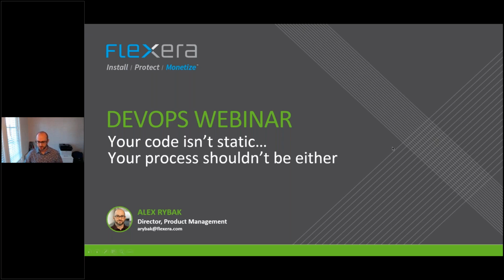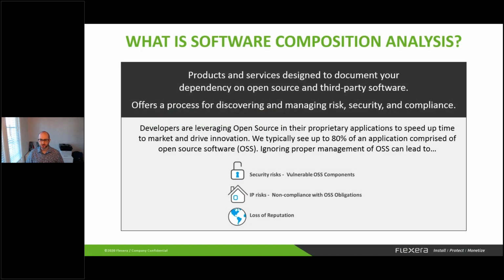So the first thing I wanted to do to get started is make sure that we have a common understanding of how we define software composition analysis. So we talk about this as products and services designed to document your dependency on open source and other third-party software. And the important thing to note here is it is product, services, people, and tooling. All right, this is not a push button, get everything done. It's not a fully manual deal. It's really important to find the right balance for your organization, depending on various things that we will talk about.